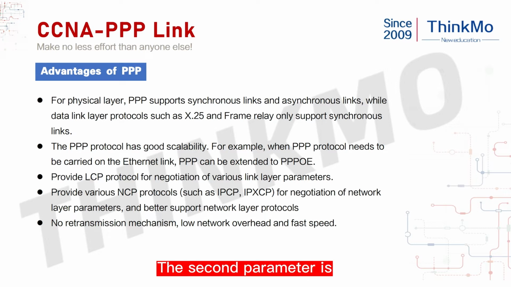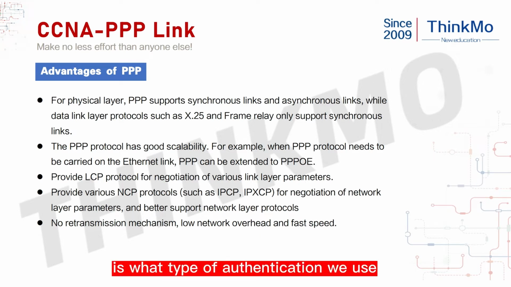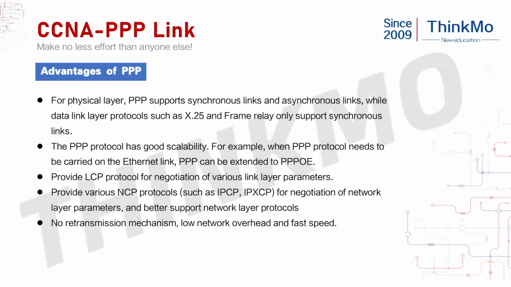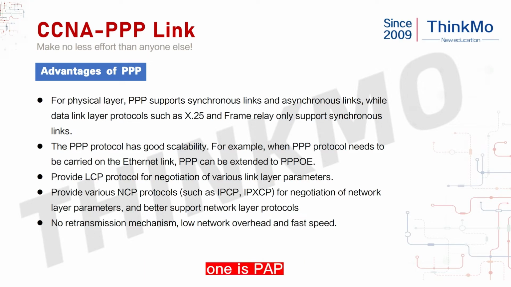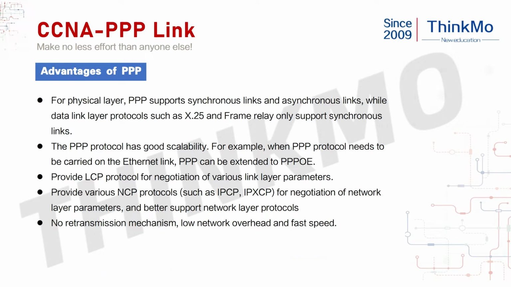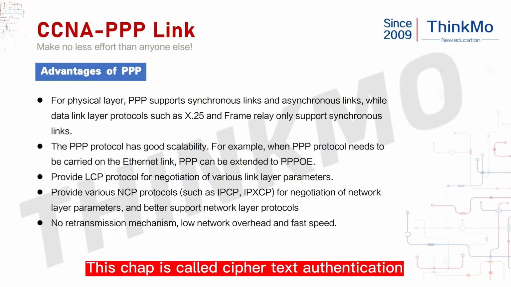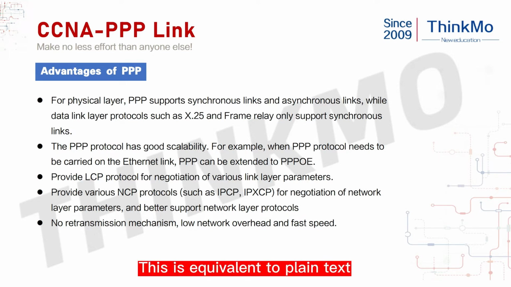The second parameter is the method of authentication. What type of authentication do we use? Let's say plain text or ciphertext. There are two main types involved. One is PAP, which is plain text authentication. The other, CHAP, is ciphertext authentication. For example, let's set a code word, and then you answer with the next sentence. This is equivalent to plain text.